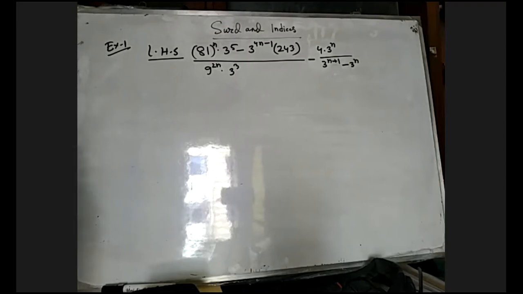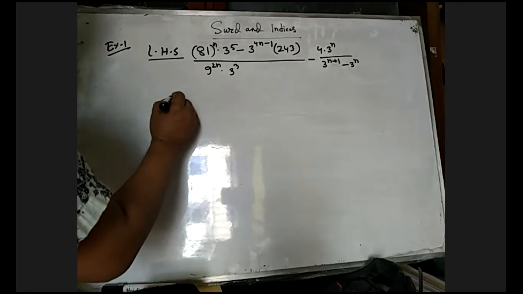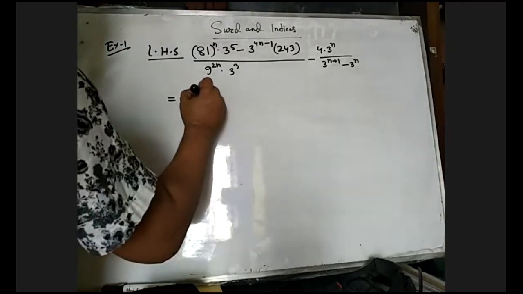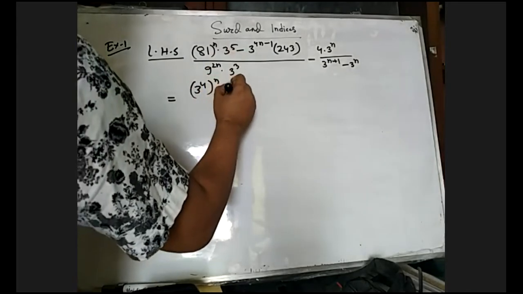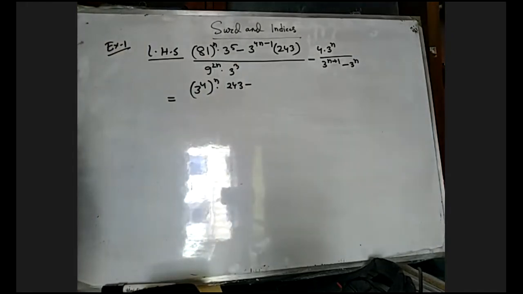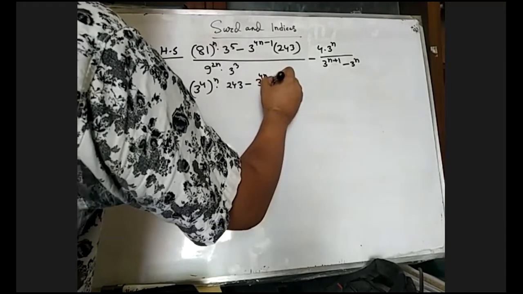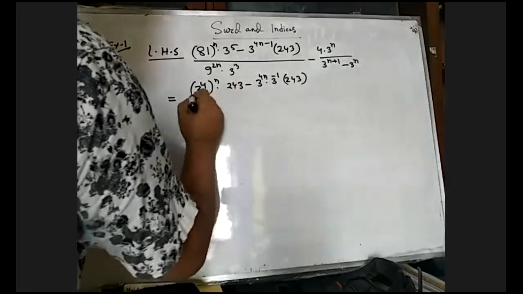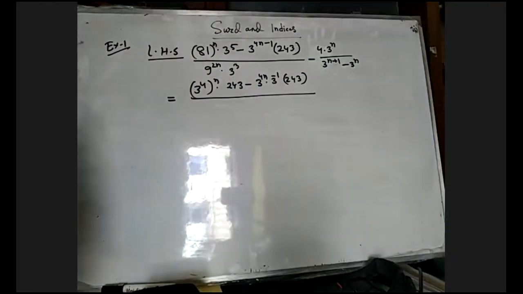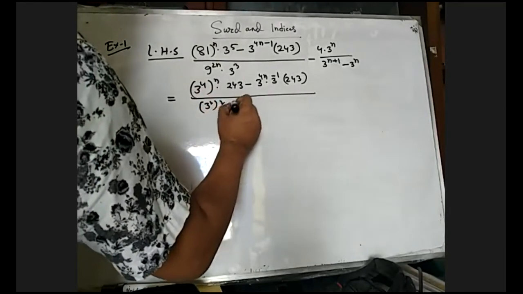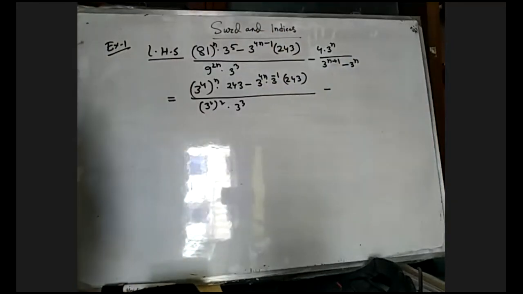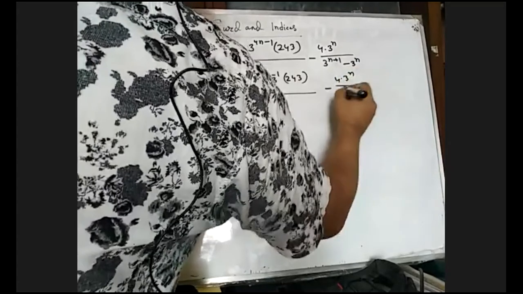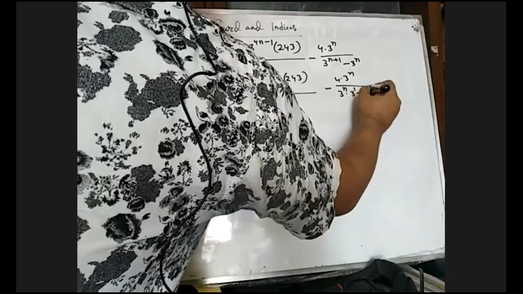So now we will try to prove it. 81 can be written as 3 to the power 4, so 3 to the power 4 into n, and 3 to the power 5 means 243, and 3 to the power 4n into 3 to the power minus 1. 243 divided by this 9 can be written as 3 square, into 3 cube, minus this 4 can be written as 4 into 3 to the power n, divided by 3 to the power n into 3 to the power 1, minus 3 to the power n.